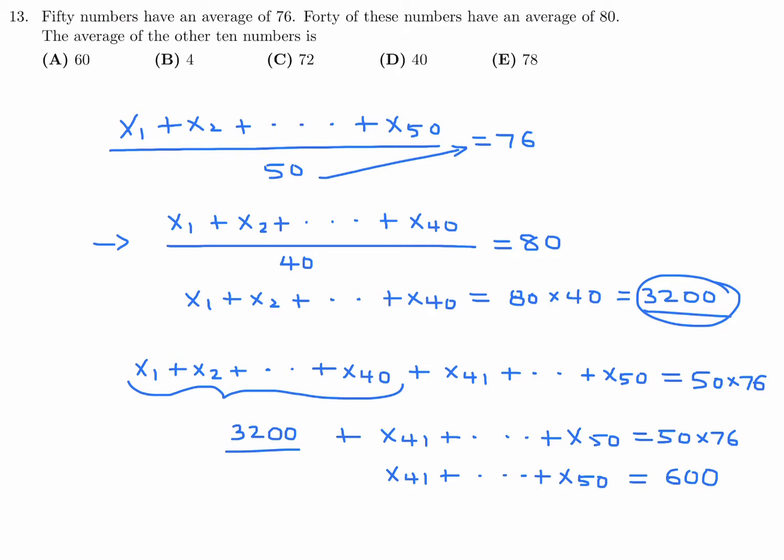Now, they want the average of this, not the sum. The sum is 600, but they want the average. To get the average, you just divide by the number of terms, and there's 10, right? So divide both sides by 10. And that would represent the average, and 600 divided by 10 is, of course, 60. So number 13, the answer is A.